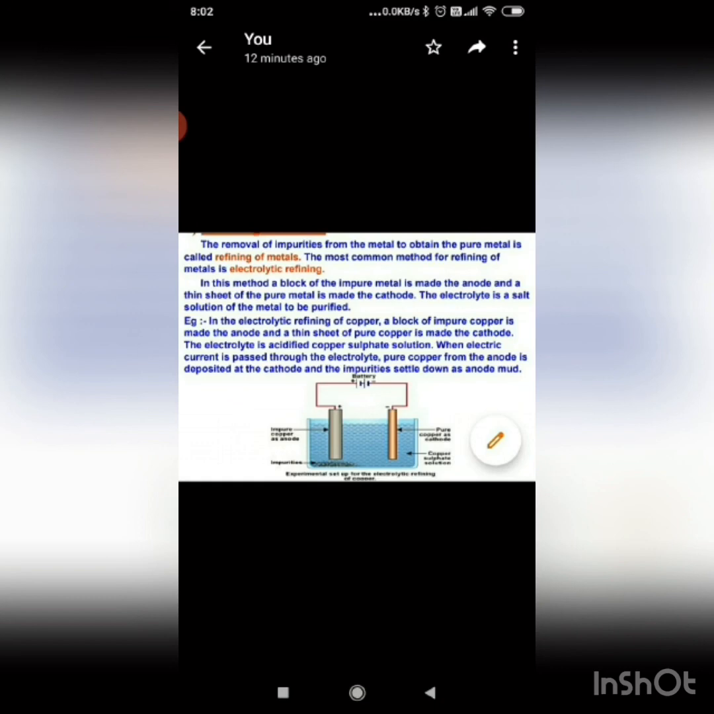See the diagram. A lump of impure copper metal and a thin strip of pure copper are dipped in the solution of copper sulfate. The impure lump of metal is connected with the positive pole and the thin strip of pure metal is connected with the negative pole. When electric current is passed through the solution, pure metal from the anode moves toward the cathode and is deposited there. Impurities present in the metal settle near the bottom of the anode in the solution. Settled impurities in the solution are known as anode mud.